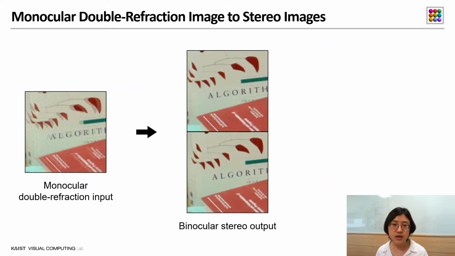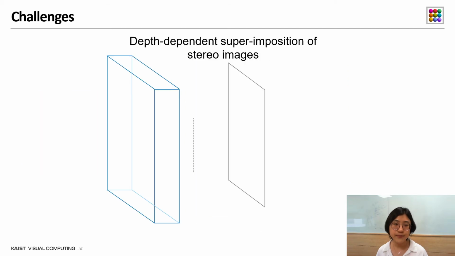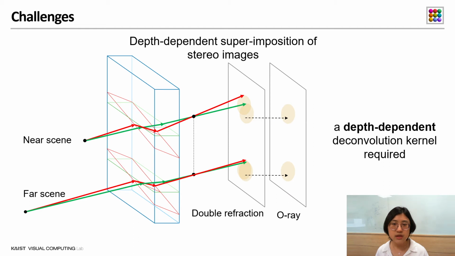We developed a method that allows us to restore two stereo images from a monocular double refraction image, so that the restored stereo images could later be used for several applications such as stereo imaging with a single camera. One of the challenges in stereo image restoration is that these two superimposed images in double refraction are different from each other depending on depths. A perfectly accurate depth-dependent deconvolution kernel per pixel is required in advance for restoring stereo images. In this work, we restore stereo images without estimating depths from the superimposed images.